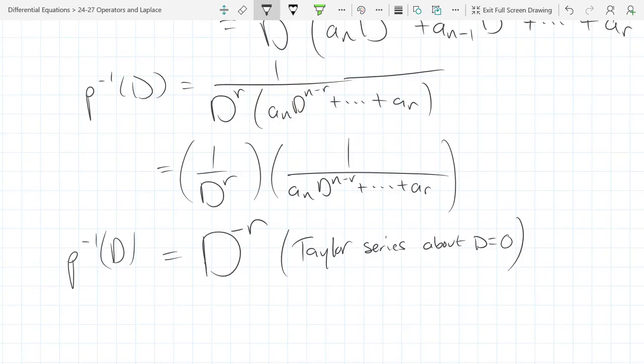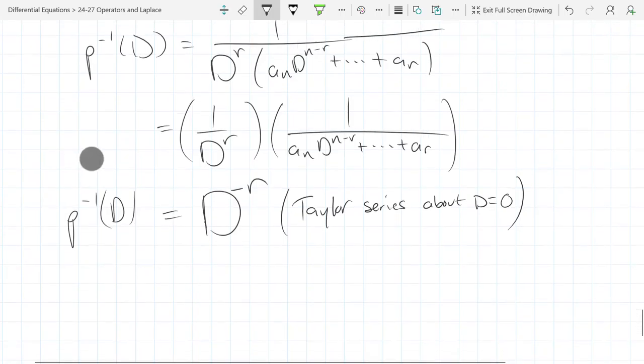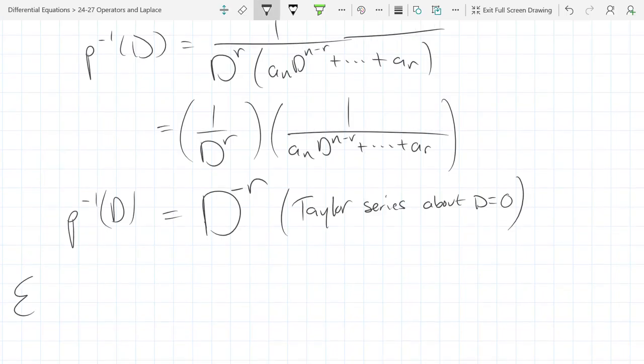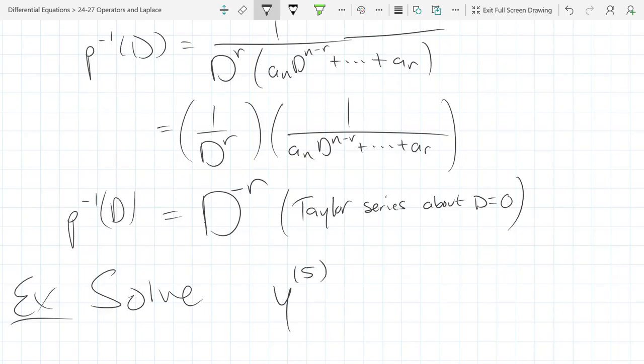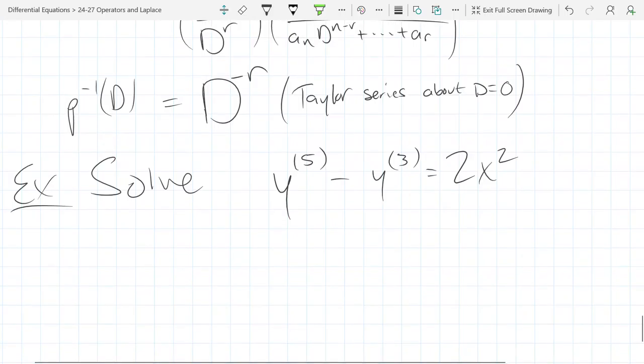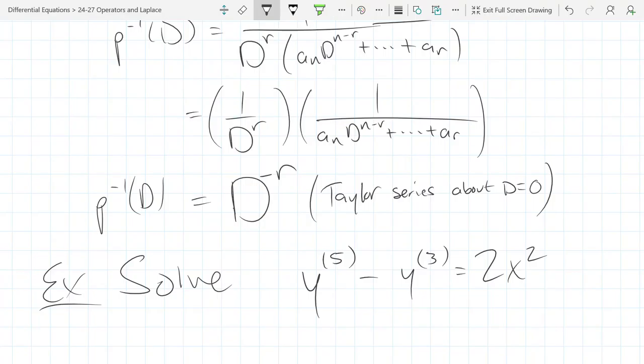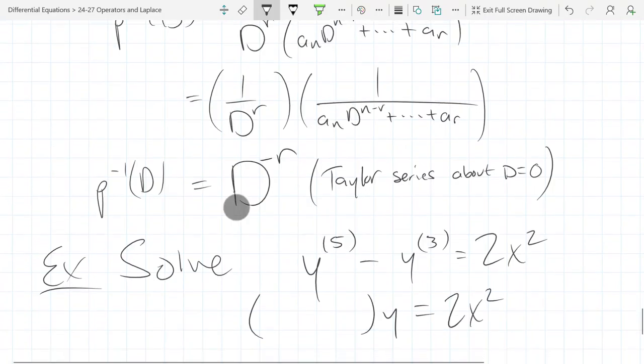So we should do an example. y fifth derivative minus y third derivative equals 2x squared. So step one is write down your operator. It should be pretty clear what that will be.